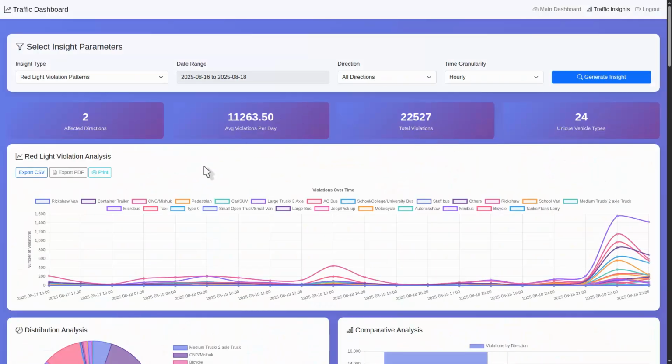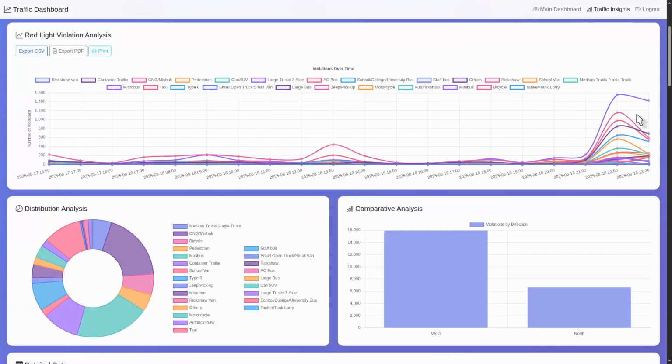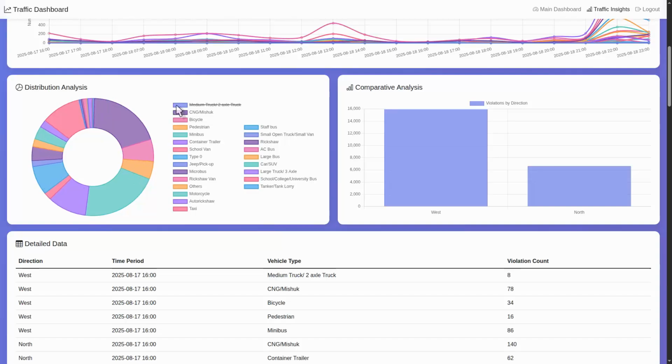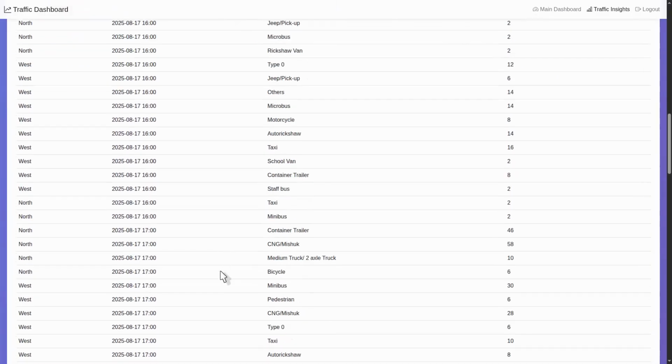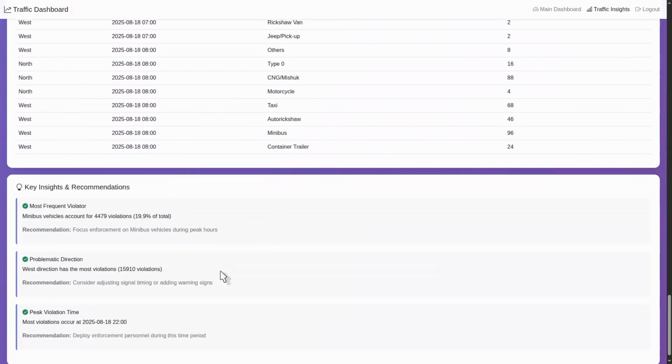So we can see the traffic dashboard with lots of insights. Here we see the red light violation analysis, violation by type and the distribution, along with the comparative analysis by direction. You see the west direction has most of the violations rather than the north. Also we can toggle the chart, which is interactive, to see which type of vehicle is contributing to the violation the most. On the detailed data, we see the count of violations according to the directions.